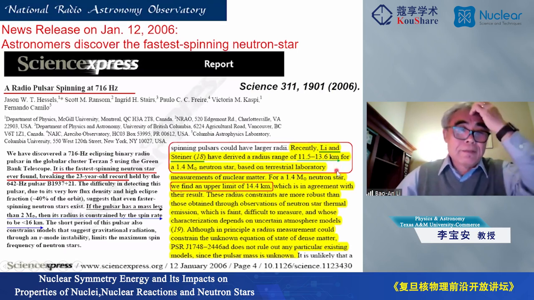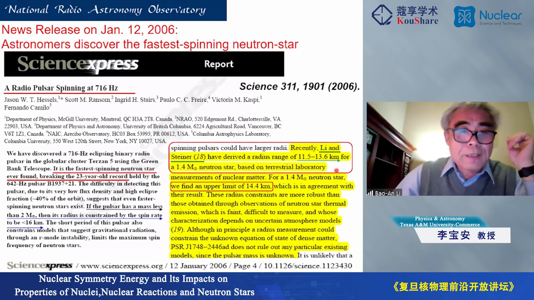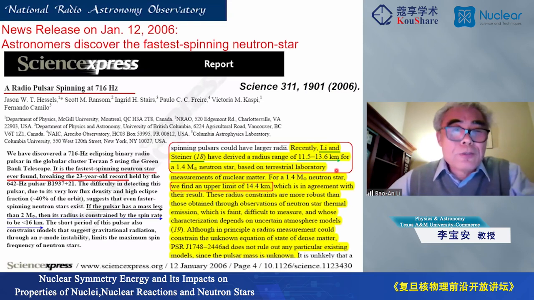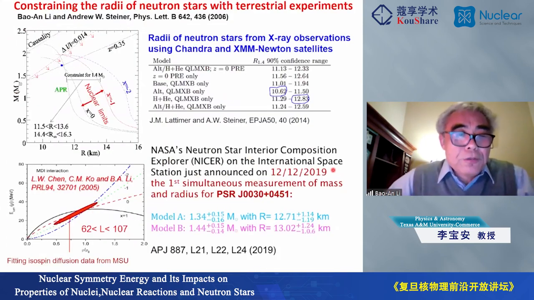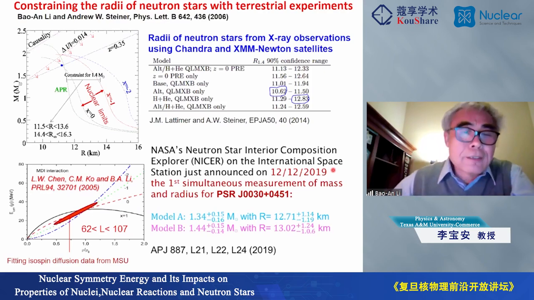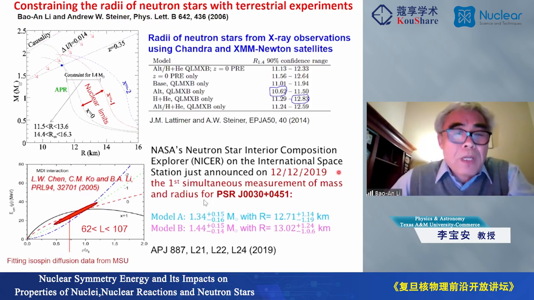Now let me use this opportunity to do some advertisement, and show you as an example how what we learned in nuclear physics can help astrophysicists to understand their observations. Back in 2005, Wang, Liewen, Zhining, and I analyzed the isospin diffusion data from Michigan State. We used different symmetry energies. We found that the data can be well described by using the symmetry energy around this right area with the slope parameter between 62 and 107.